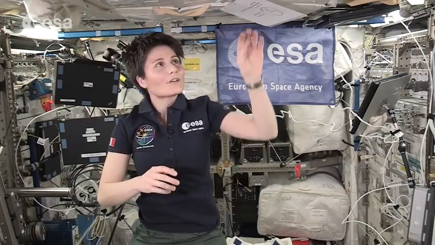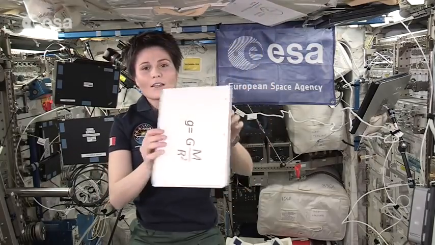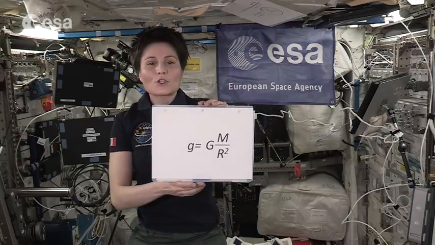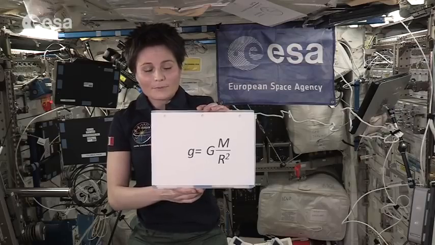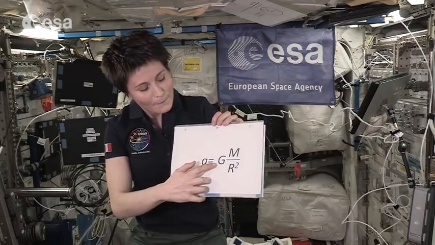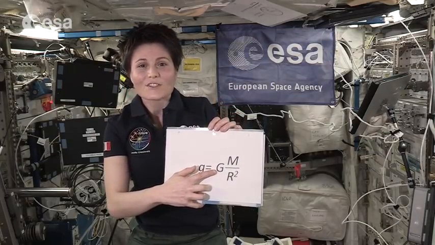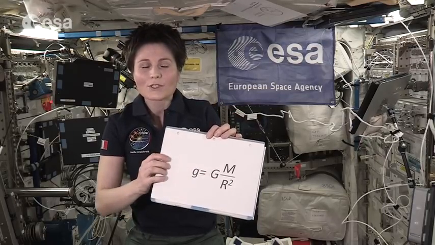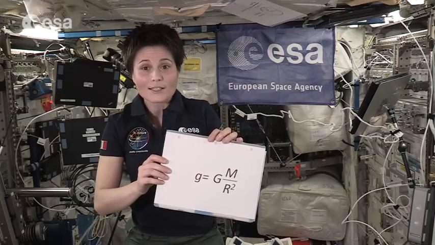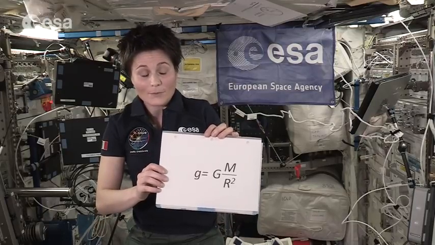We often say that all objects are weightless in space, but that does not mean that there is no gravity. Let's take a look at this equation. This equation allows us to determine the gravitational pull on the surface of a planet. So let's see, we have big G. Big G is a constant, often referred to as Newton's constant, although actually it was determined 70 years after Isaac Newton's death by Henry Cavendish.